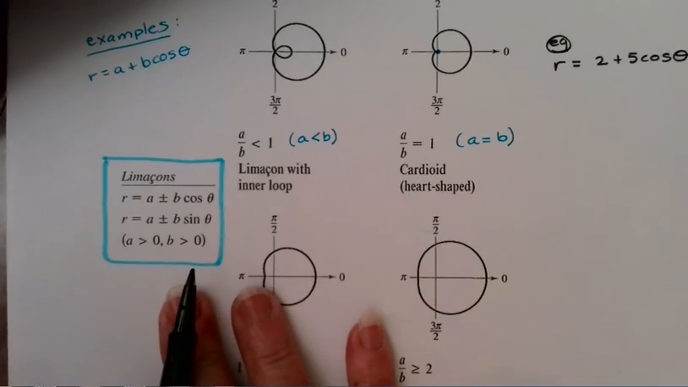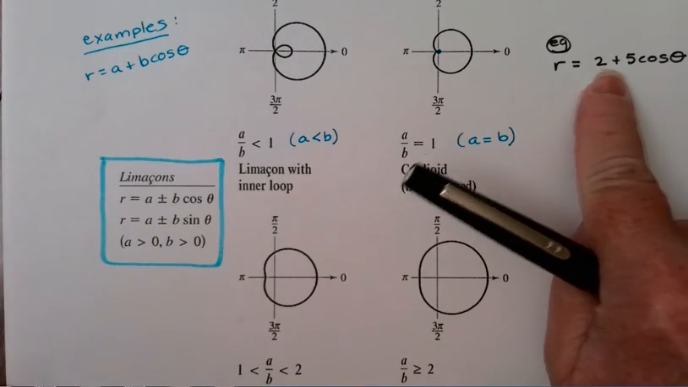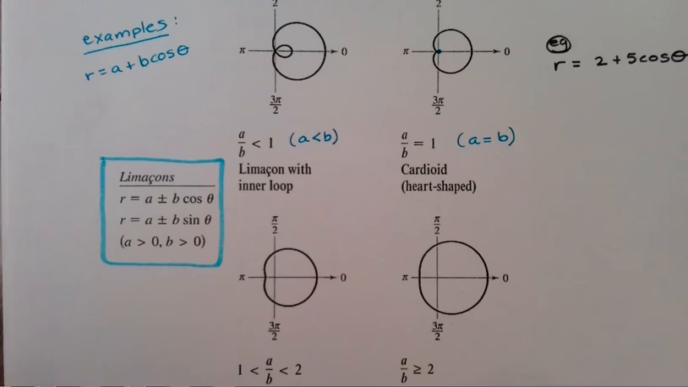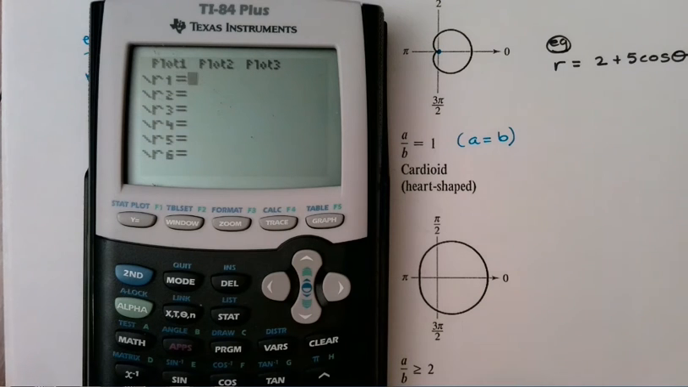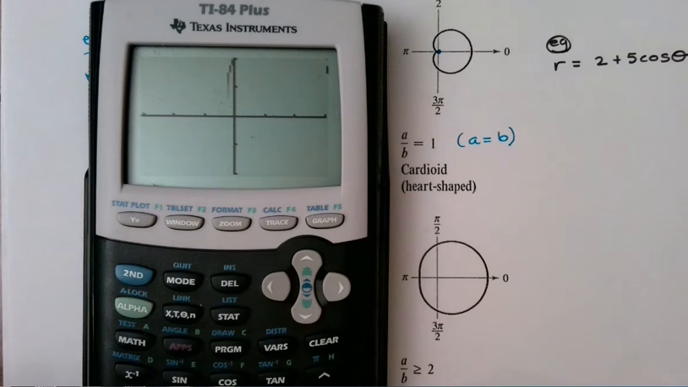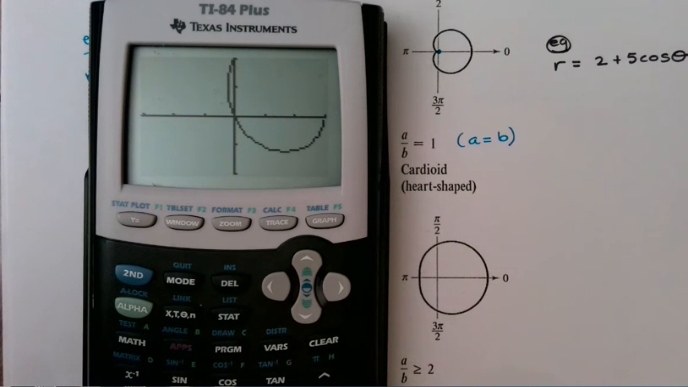Whoops, pull that down for you, sorry. A is less than b. I should get a limaçon with an inner loop. Let's try it out. All right, I'm not seeing enough. Let's zoom out.